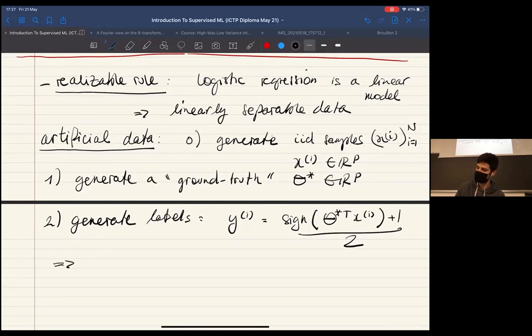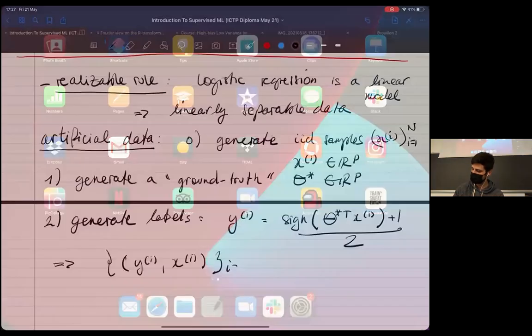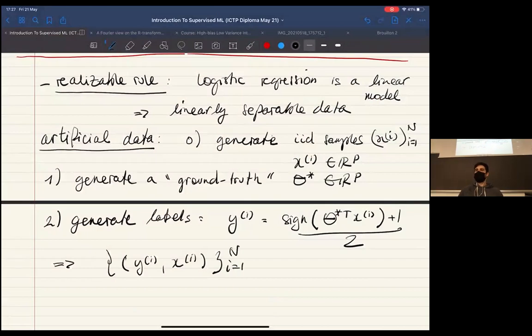So now you just obtain your data, and this data by construction is linearly separable, because there exists a hyperplane parameterized by theta star that perfectly separates this data in two classes. You choose the number of features? Yes, of course. You should mimic high dimensional settings. P should not be 5, it should be maybe 1000 or something.